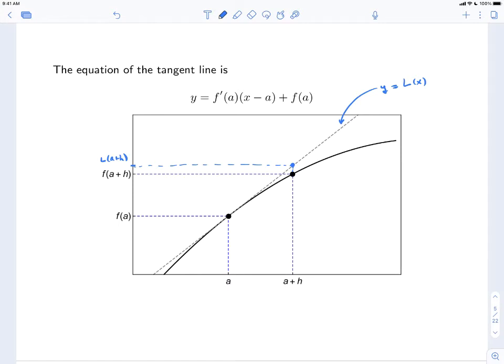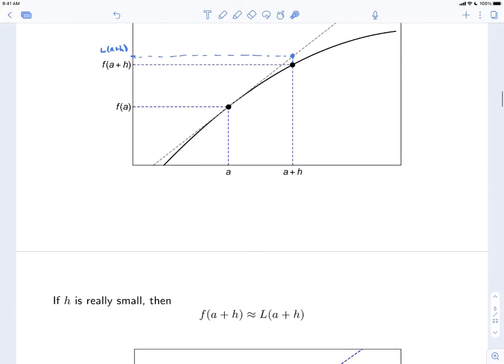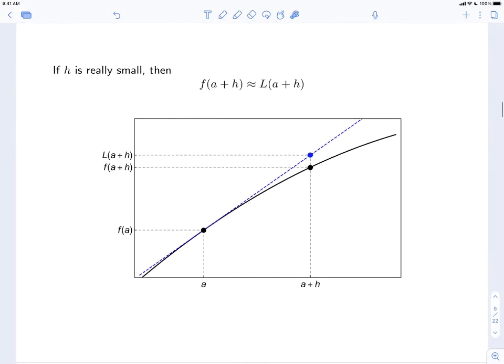And the basic idea is that these 2 values, f at a plus h and L at a plus h, should be close to each other so long as h is close to 0, so long as a plus h is close to a. And that's what we have here. So here you have that f at a plus h is approximately equal to L at a plus h, as long as h is really close to 0, so that a plus h is close to a. So this little difference right here is our error term.